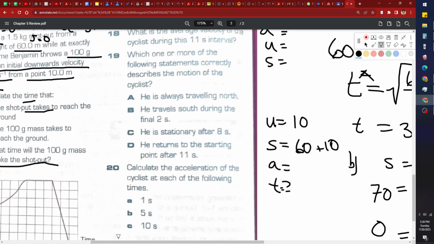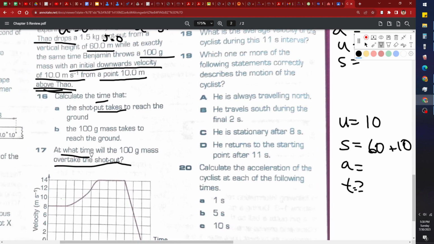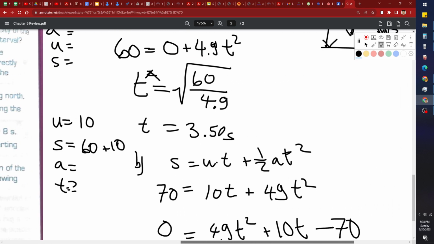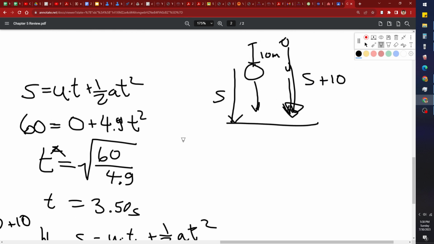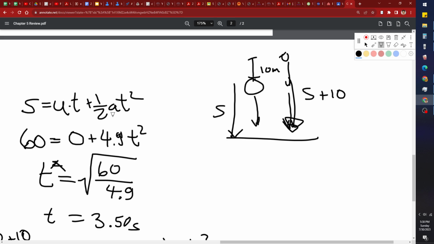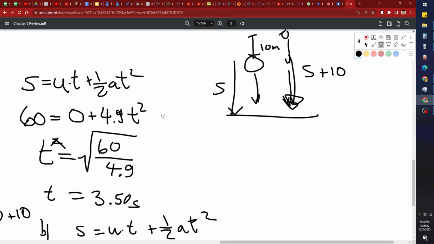The question asks us, what time? So T is the factor that we don't know, okay? Yep. So again, for this one, we know that this equation is for that, because we know the initial velocity, acceleration, whatnot. And then same with this one. They have exactly the same equation, okay?